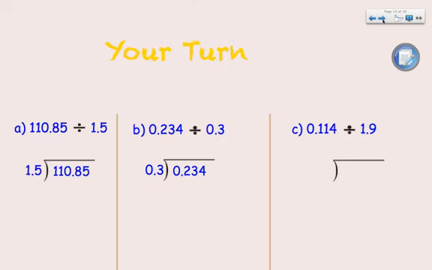Okay, now it is your turn. Again, I'm going to help you set up the first one. In the first case, in A, I have a decimal. If I move my decimal place over 1 to make it 15, I also have to move it over in my dividend to make it 1,108.5. Okay, now the rest is up to you. Good luck.